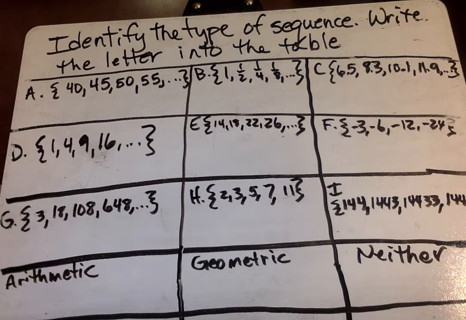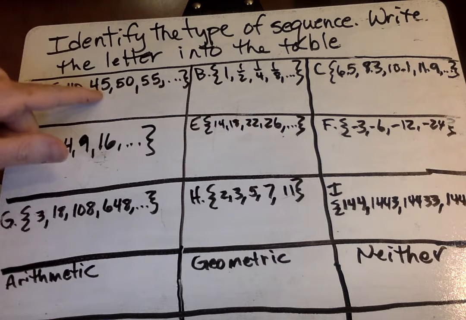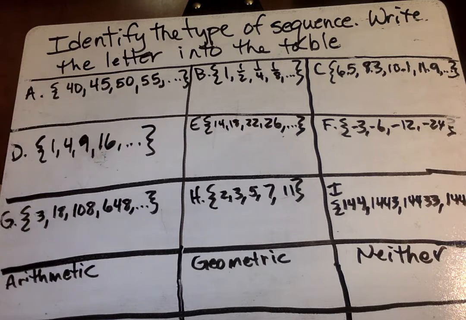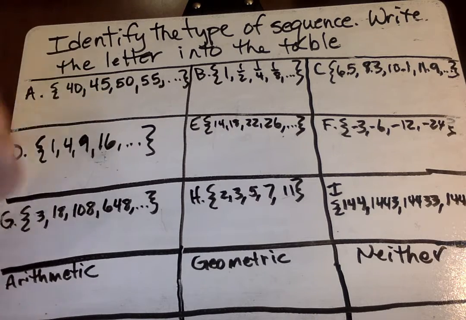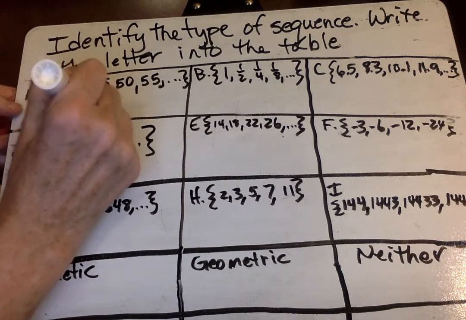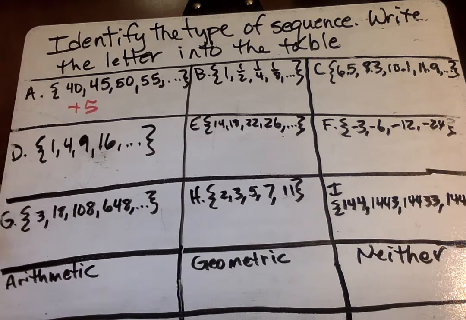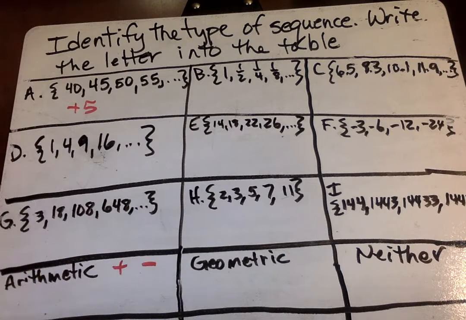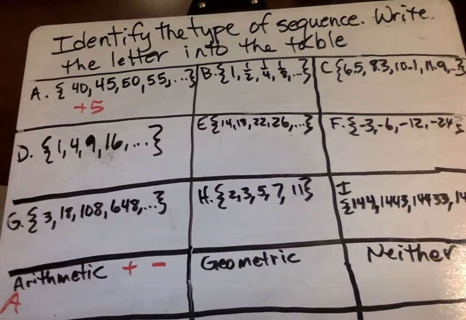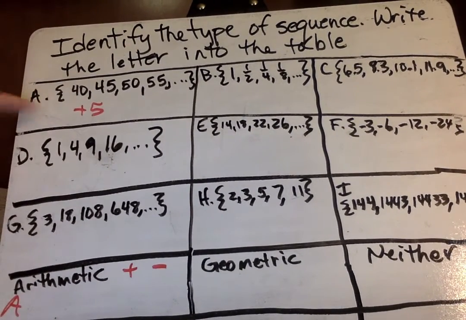Okay? So first, let's see what's happening here. 40 goes to 45, 45 to 50, 50 to 55. Hopefully you can see what is happening each time? Oh, we are adding 5 each time. So if we add 5 each time, it's going to be arithmetic, because here you could put add and subtract. Okay? So I am going to put A right in here because we are adding right up here, plus 5.